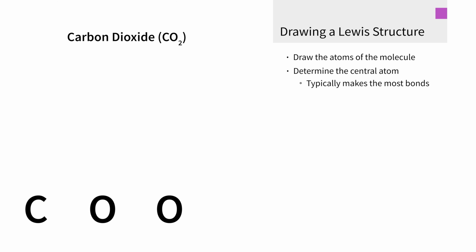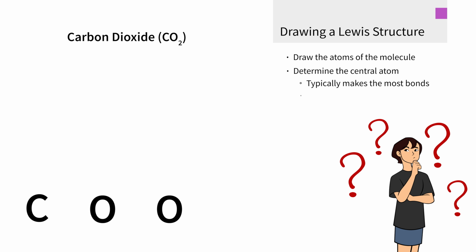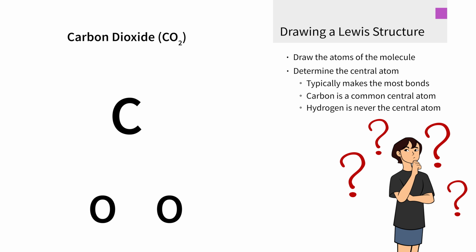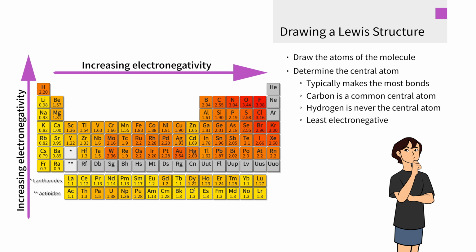Molecules made from more than two elements can be more difficult to guess, since the bonding pattern may not be obvious. For these compounds, do your best to determine which atom is the central atom and then arrange the other atoms around it. Carbon is a common central atom. Hydrogen, with its inability to form more than one bond, is never a central atom. When in doubt, note that the atom with the lowest electronegativity is very often central.